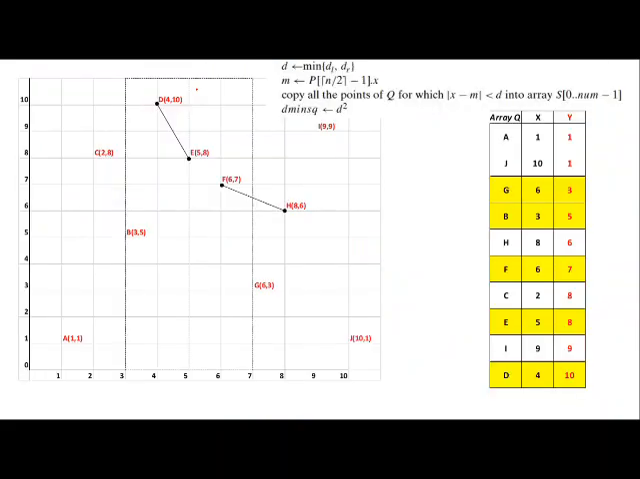As we found just now, we have two closest pairs, two pairs of points at the closest distance. For the left, we found D and E here. For the right, it is F and H here.